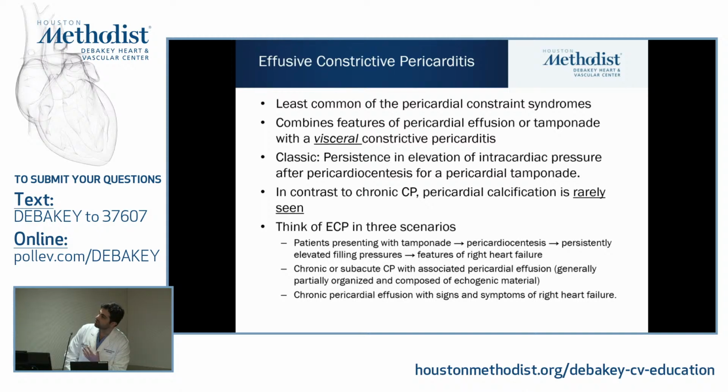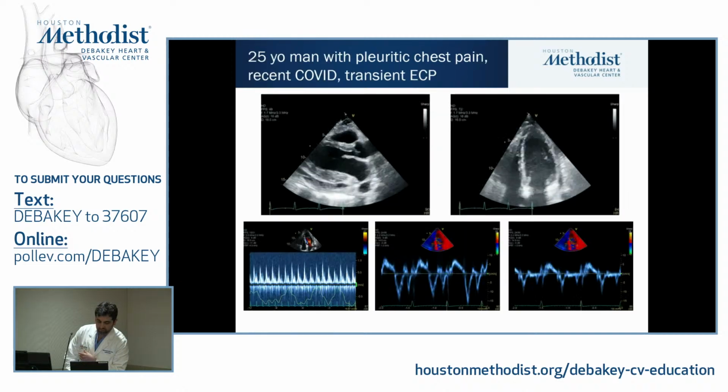And the classic description is someone who comes in with tamponade, gets drained, and has features of constriction on cath as well as echo. There's rarely pericardial calcification. It's believed to be primarily the contribution of the visceral pericardium. And then the other two scenarios, other than the first one with tamponade, is someone with chronic or subacute constriction with an associated effusion, or someone with a chronic pericardial effusion. Think of the dialysis patients who have signs and symptoms of right heart failure, and those are challenging cases.